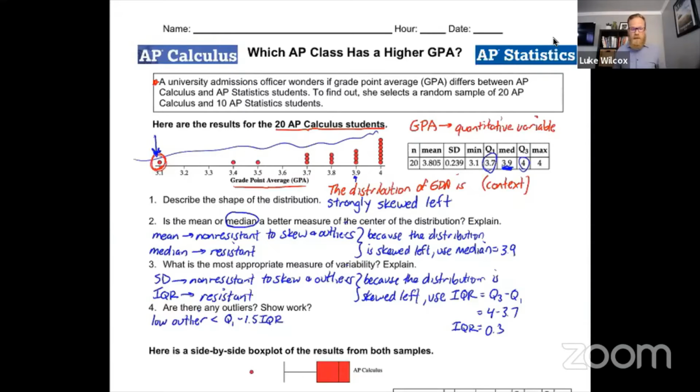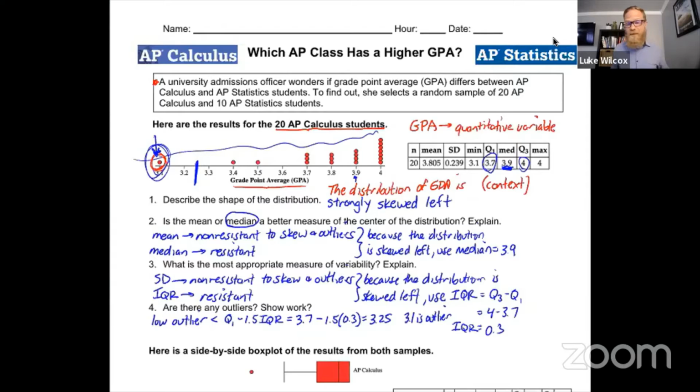So we're going to have to do a little calculation here. Q1, we know from our summary statistics there, is 3.7 minus 1.5 times the IQR, which we already figured out is 0.3, and that number is 3.25. Now that 3.25 is giving us the cutoff value, and it's saying that anything lower than 3.25 here would be considered an outlier. So sure enough, that GPA of 3.1 is an outlier. Okay, so I'm going to say 3.1 is an outlier here.